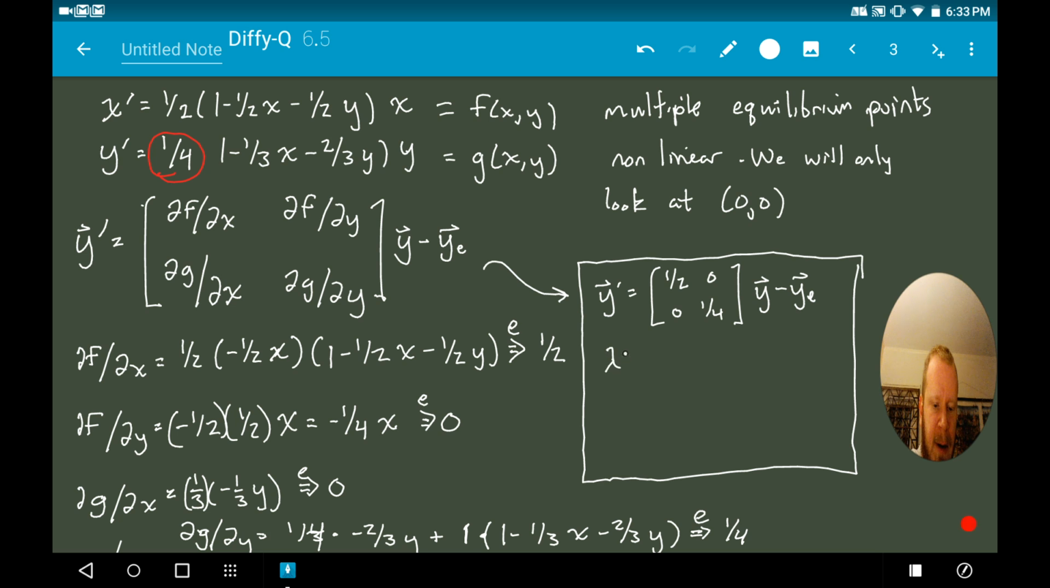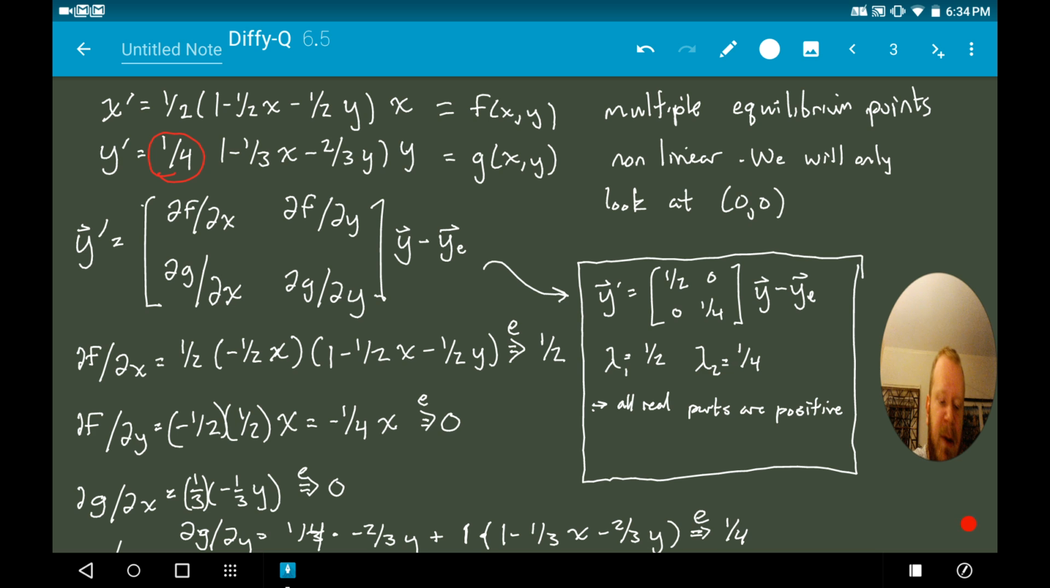So eigenvalue 1 in this case is going to be 1/2 and eigenvalue 2 is going to be 1/4, right? If you have zeros along here, then you're just looking at your two eigenvalues. So what this tells us is we have all real parts are positive.